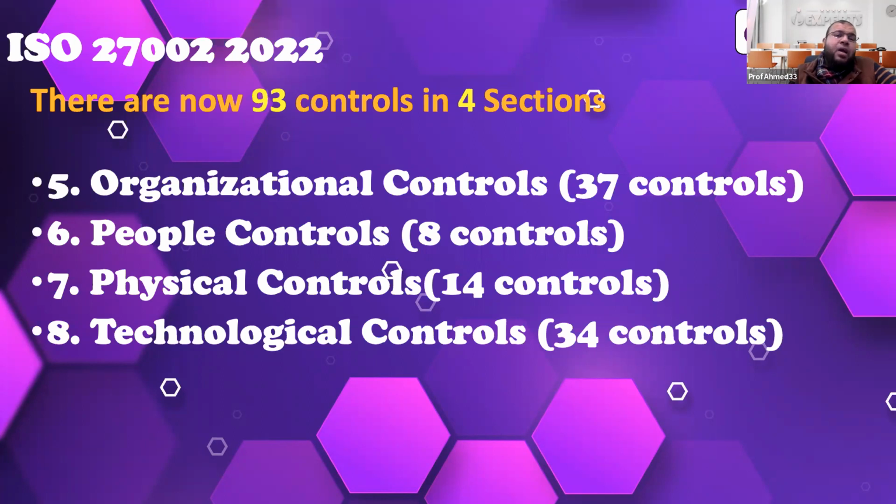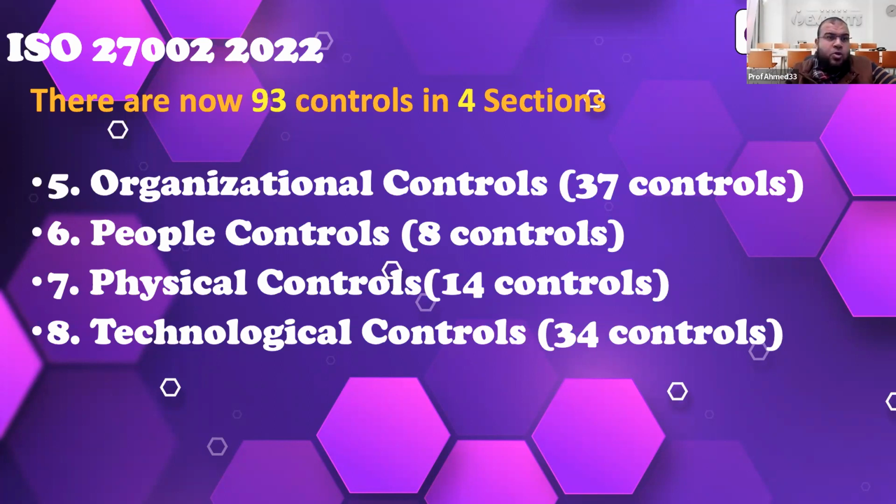So you can find here that the controls exist in four sections. Section number one, organizational controls. Section number two, people controls. Section number seven, physical controls. And section number eight, the technology controls. Maybe somebody will ask the question: Ahmed, again, it starts with 5. Where is 1? Where is 2? Where is 3? Where is 4?